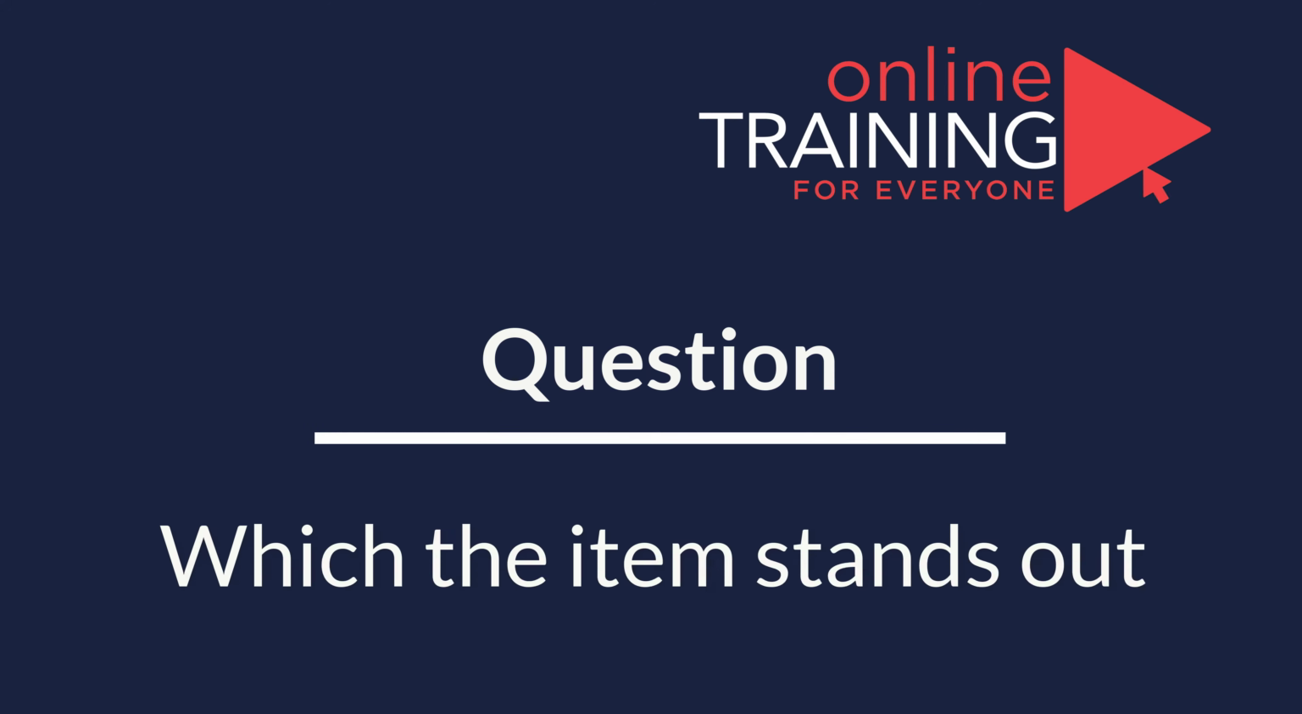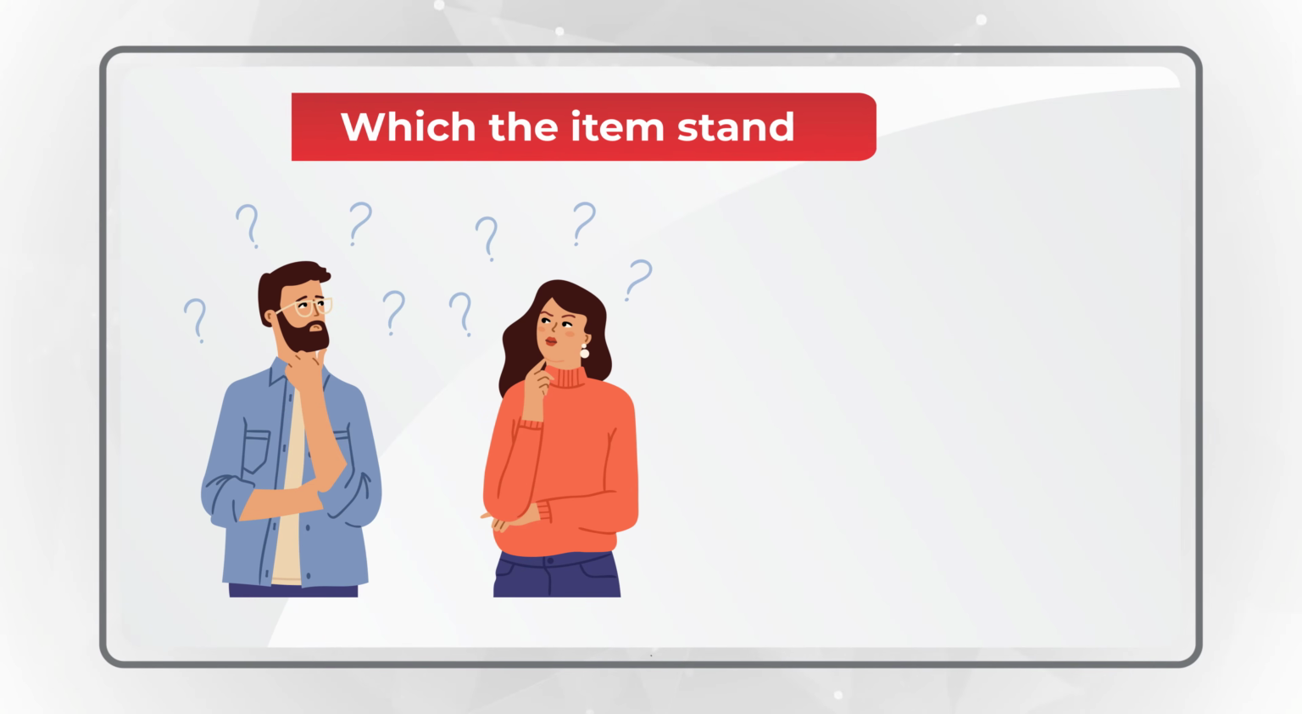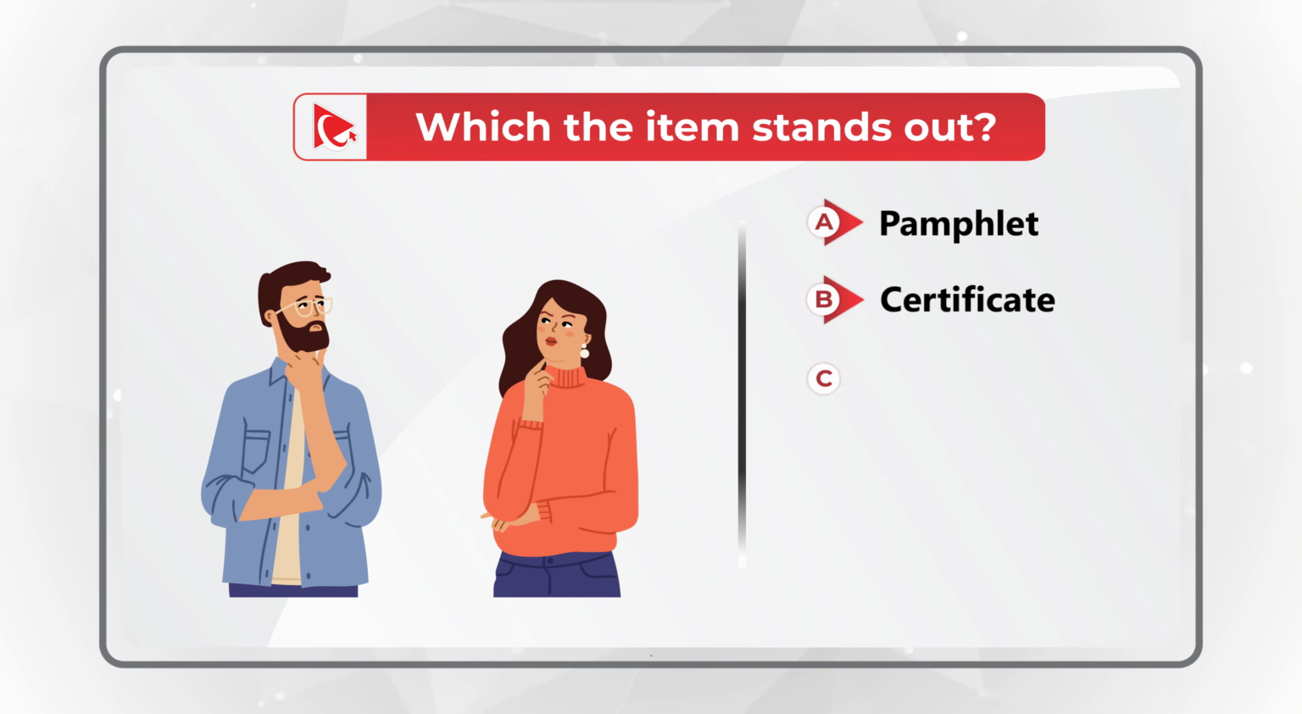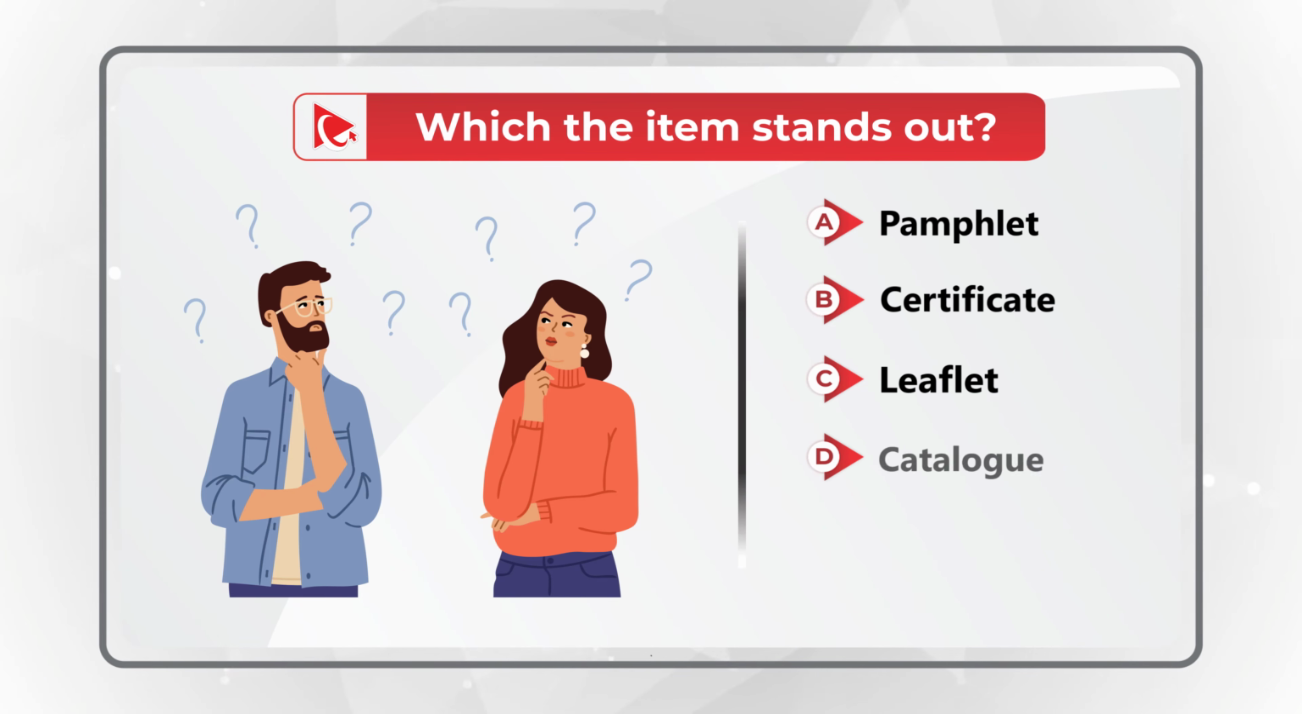Here's an interesting question which tests your knowledge of the words as well as your verbal reasoning skills. You're presented with 5 different words, and you need to determine which item stands out. The words are pamphlet, certificate, leaflet, catalog, and brochure. Do you see the answer?